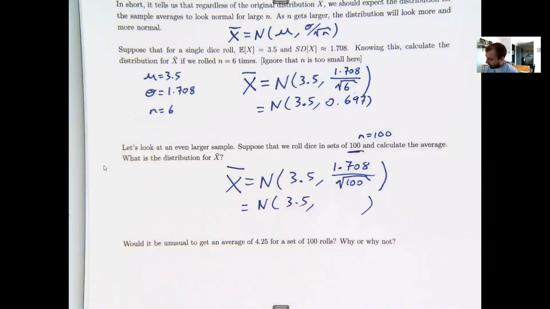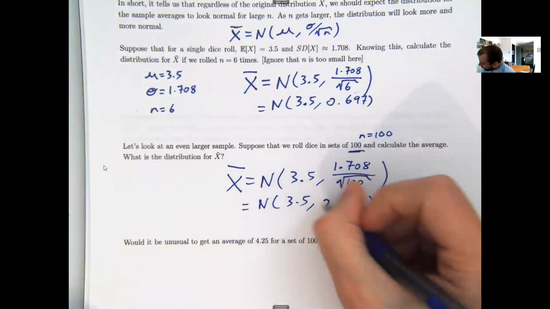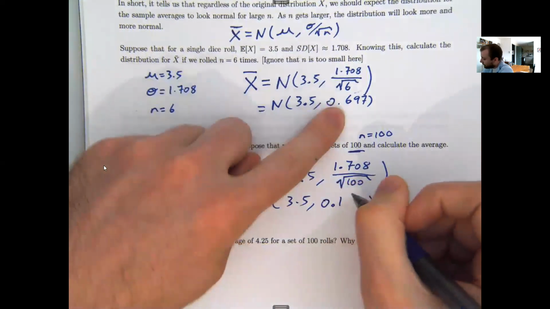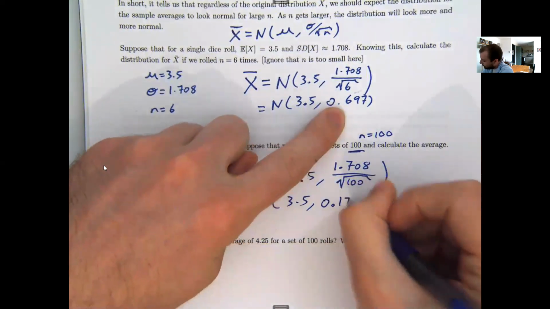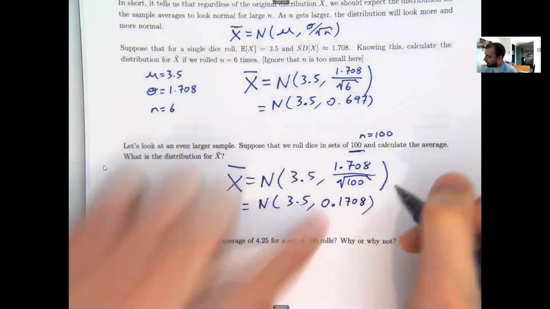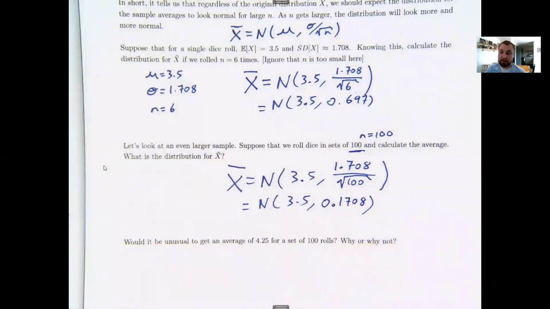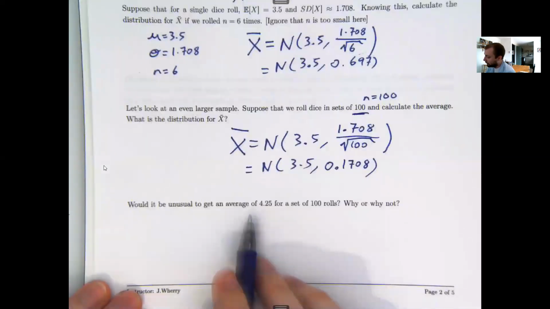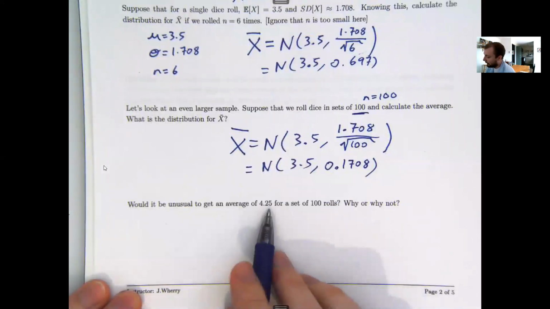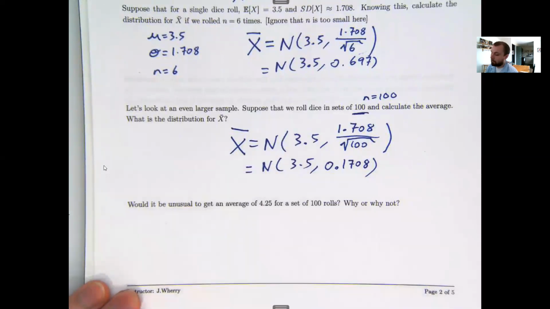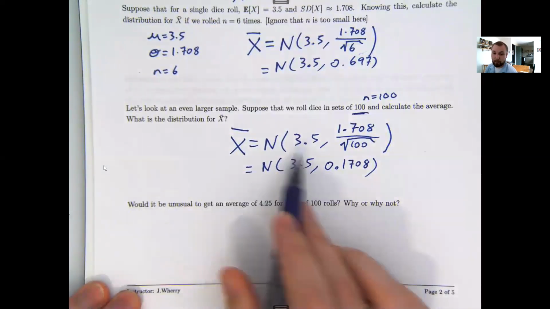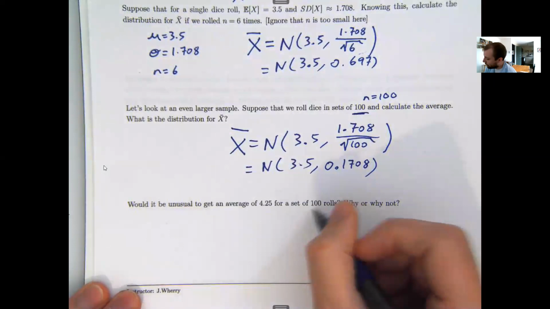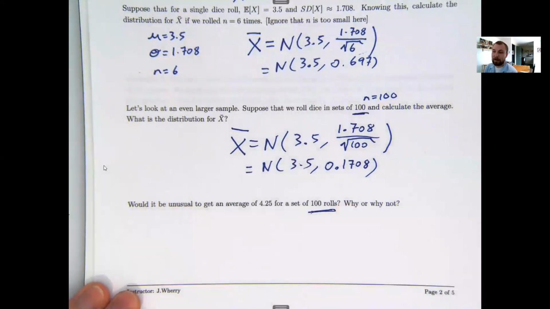When I type this into my calculator, I've gone from a standard deviation of 0.697 to 0.1708. It has gotten considerably smaller. So for example, an average of 4.25. This feels like this should be fairly likely. It's not that far away from 3.5. But let's see what's going on if I'm considering this sort of value for 100 rolls.